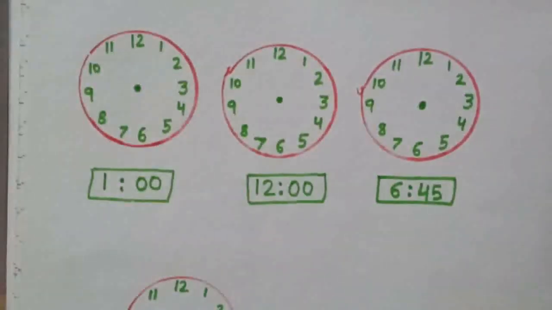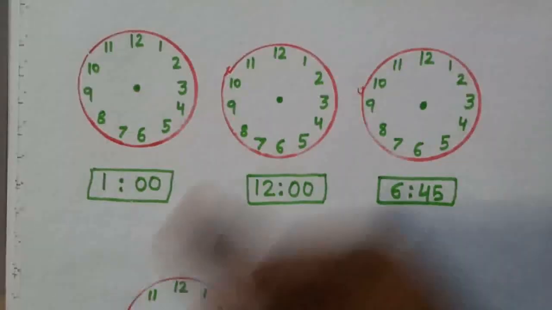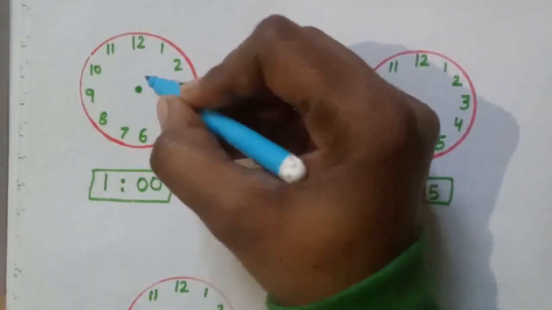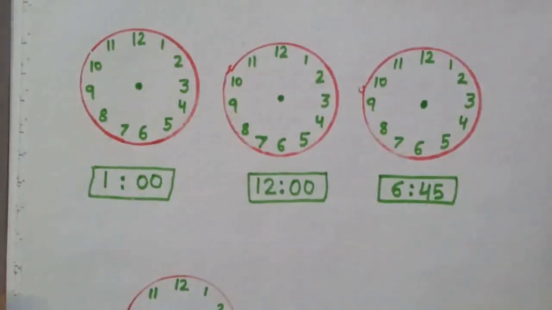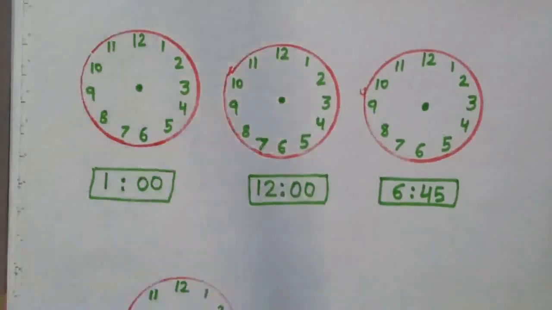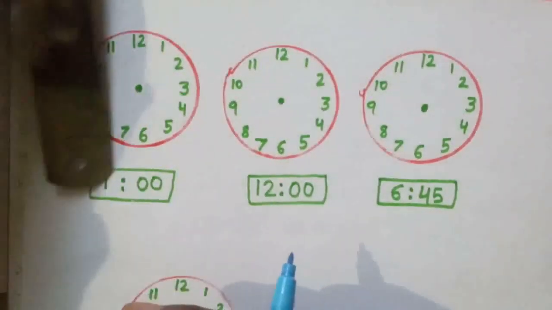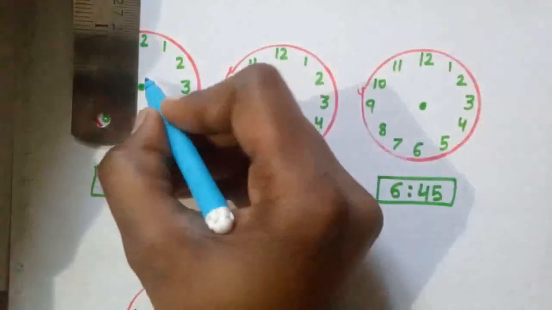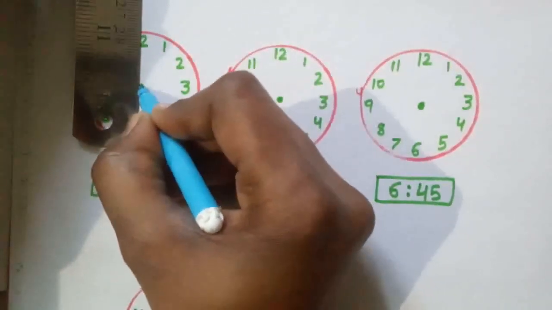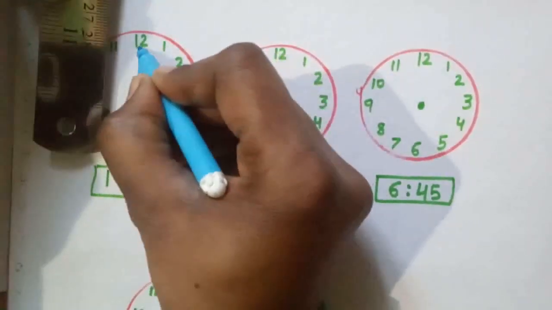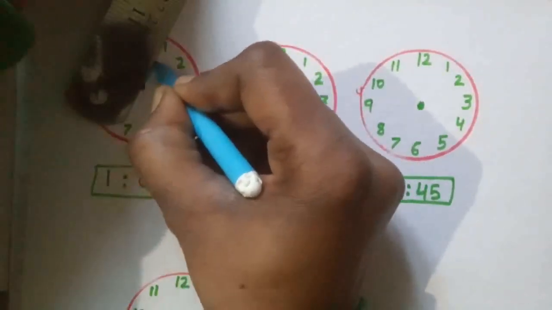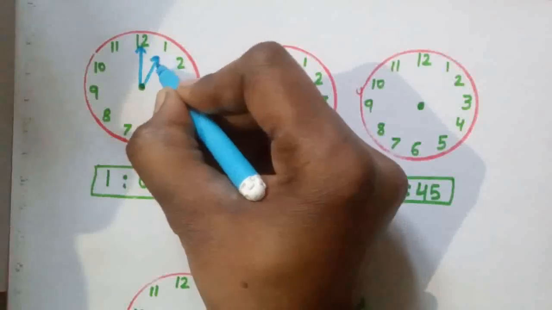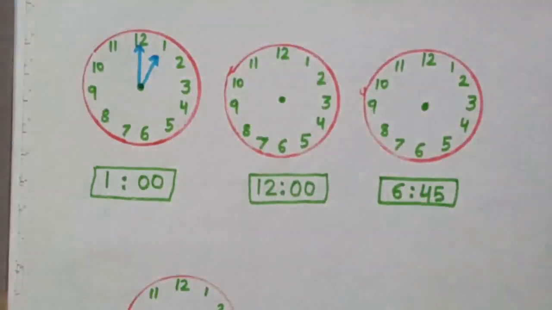When the time is 1, then the minute hand is at 12 and the hour hand is at 1. Okay children, you all know this thing very well. So let us draw the hands. Minute hand is at 12. And hour hand at 1. So this is 1 o'clock.